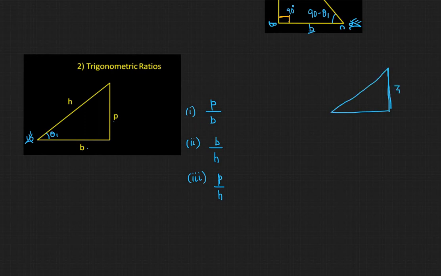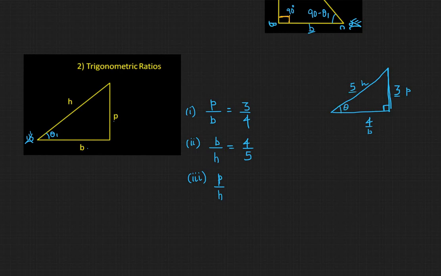So we have 3 and 4, and by Pythagoras theorem, this side is 5. So the first ratio that we have for this triangle is perpendicular by base. This is perpendicular, this is base, and this is hypotenuse. So my perpendicular by base is 3 by 4. Base by hypotenuse is 4 by 5, because the base is 4 and the hypotenuse is 5.